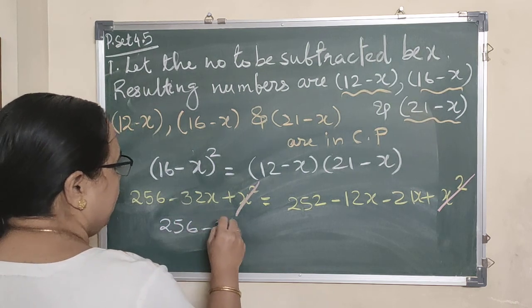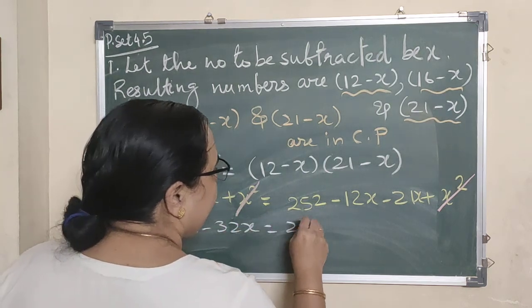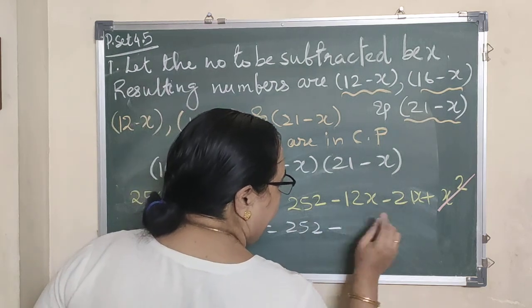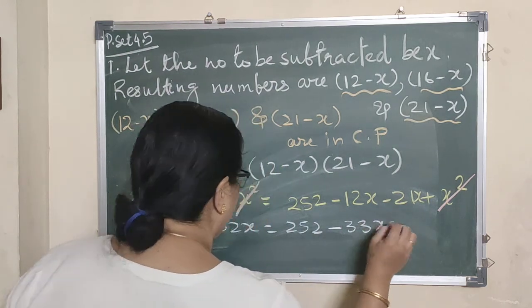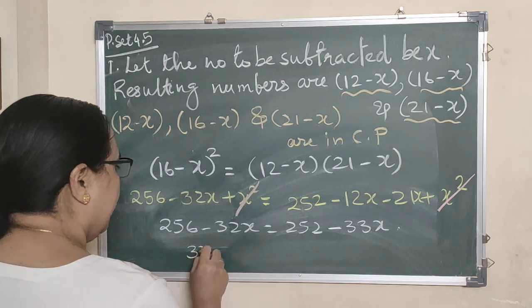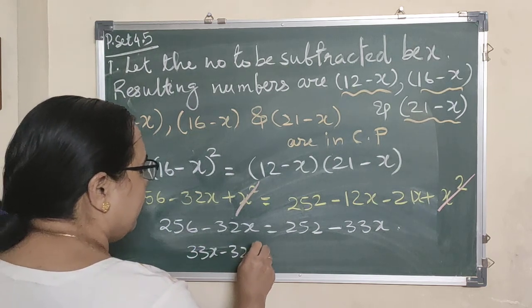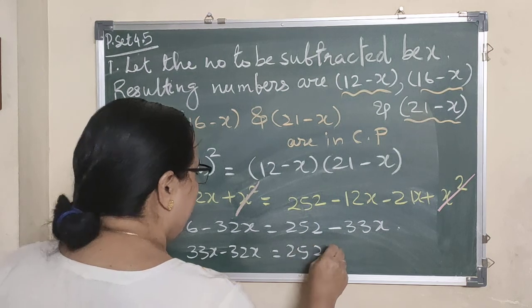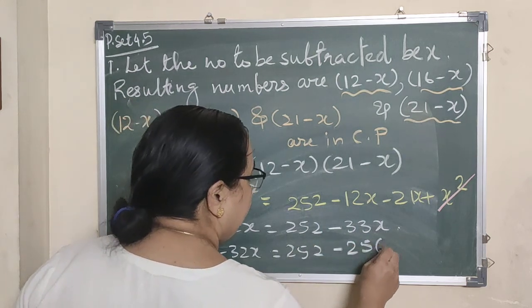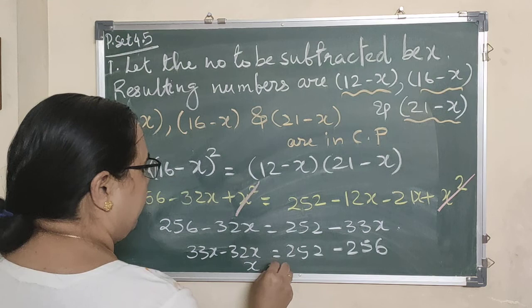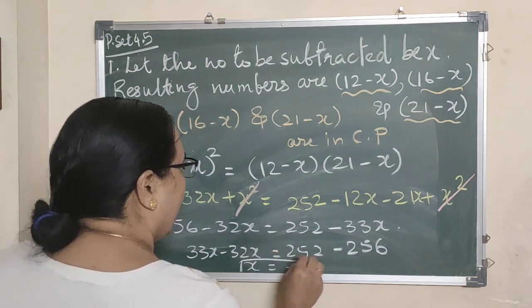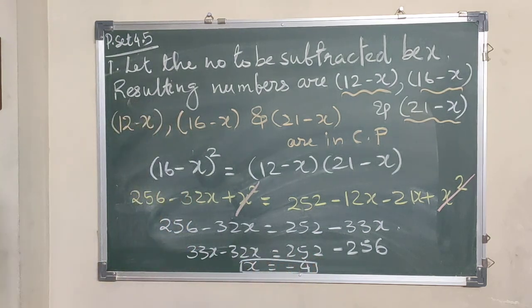256 minus 32x equals 252 minus... when I add this, I will get 33x. So 33x minus 32x equals 252 minus 256, giving me x equal to minus 4. Got it? So here the answer is x equal to minus 4. Now, I think you have got an idea how to do these type of sums, right?